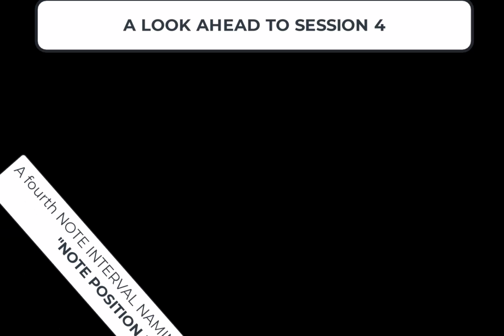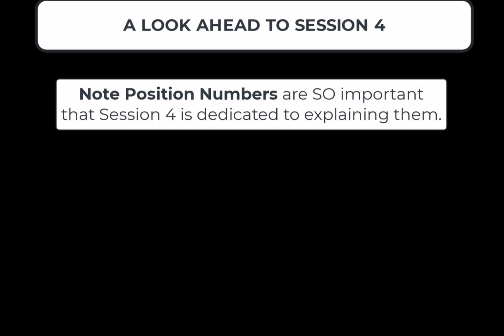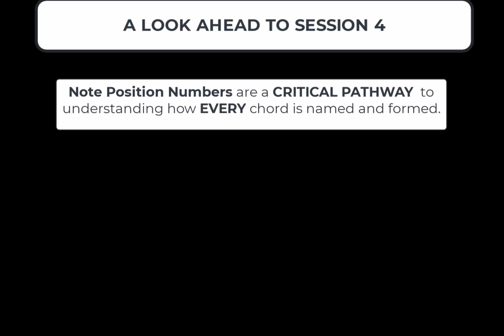And now, a look ahead. As mentioned in the beginning of this session, a fourth note interval naming classification exists known as note position numbers, and they are so important that I dedicate the next session, session number 4, to completely explaining them, since they are a critical pathway in understanding how every chord is named and formed.